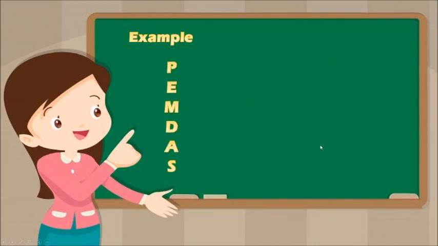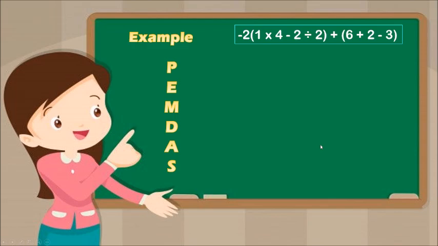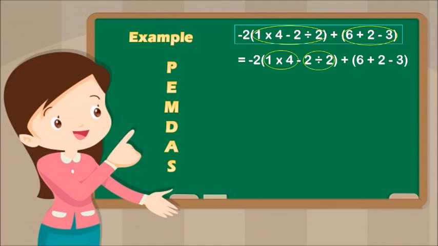Next example. Okay, so we use PEMDAS. Let's solve first what's inside the parentheses. So that would be negative 2 times open parenthesis 1 times 4 minus 2 divided by 2 close parenthesis plus open parenthesis 6 plus 2 minus 3 close parenthesis. So the order of operation inside the parenthesis is the same as MDAS. So multiplication and division first, and then addition and subtraction follows.